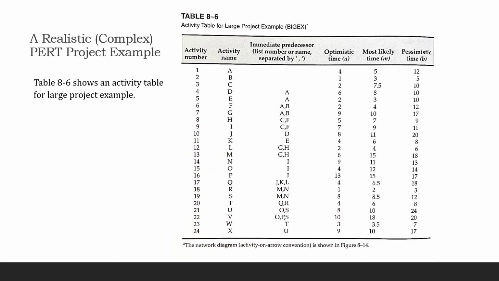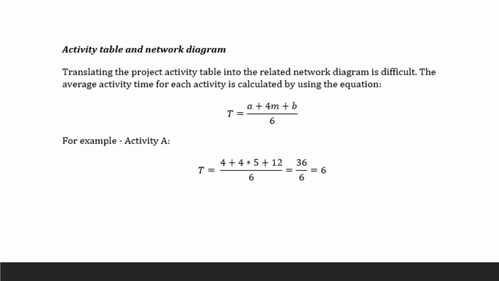So anyway, this is the activity table, and you already know that's your shortest, that's your longest, and this is your most likely standard time. Now let's keep going. Don't forget your a and b and the formula, okay? So now I'm going to review that for you. So the activity table and then the network diagram. Here's your formula right there. Translating the project activity table into the related network diagram is difficult. So where's my pointer? Now here. The average activity time for each activity is calculated by using this equation. This is your shortest, longest, and that's your standard, divided by 6.